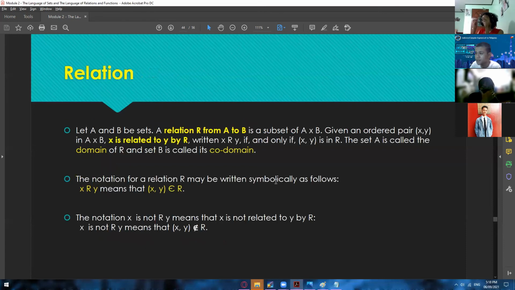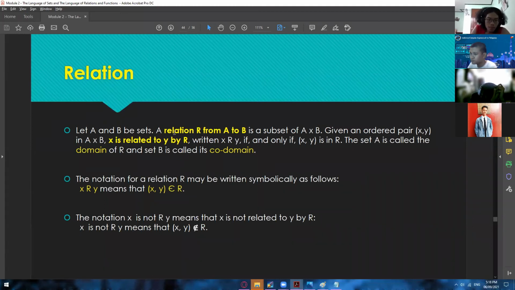Okay, so let's now proceed to the relation. To make it simple, relation composes of two elements, wherein we must have this first element and then this second element for us to call that one a relation. The same with how we are related to our parents, and we are related to our friends, or how we are related to maybe our colleagues. So those are called relations.